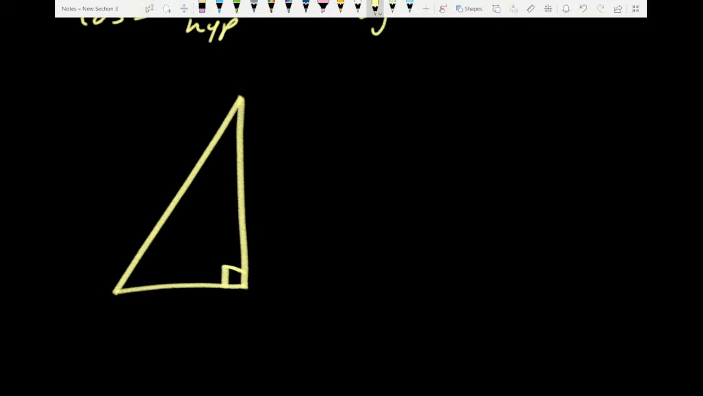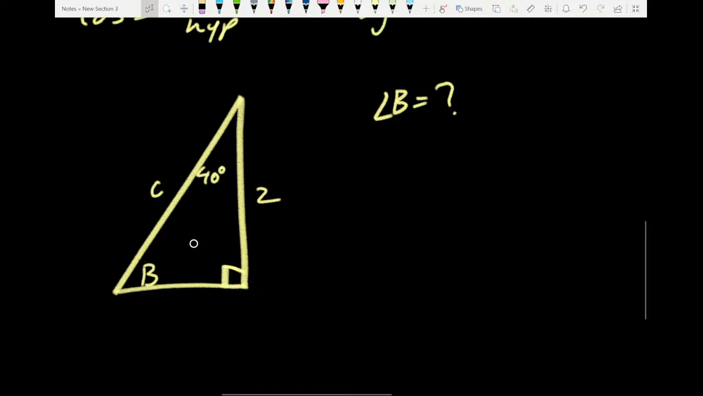Okay. So what if I give you this type of triangle? This angle is 40 degrees, this side is 2. Side C, side B. So I want you to find angle B, then this is angle A. I want you to find the measurement of side A and C. So how do we use this information to find that? I'll give you a minute.